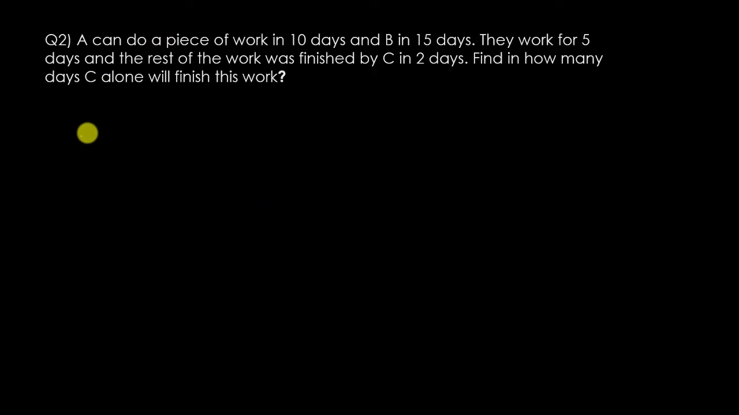Now we know that A and B together worked. So A's speed is 1 by 10, B's speed is 1 by 15. So this is A and B's 1 day work. How many days did they work? They worked for 5 days. How much work would they have finished? They would have finished (1/10 + 1/15) times 5, that is 5 by 6 times 5. They would have finished 5 by 6 of the work.